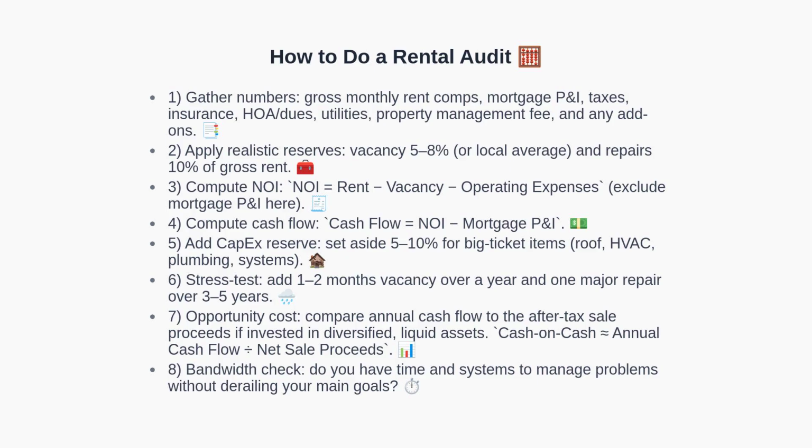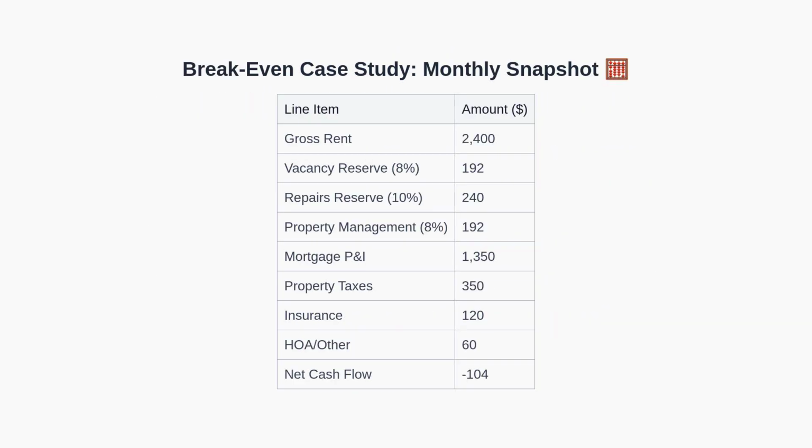Fifth, add a capital expenditure reserve of 5 to 10% for large items like roof, HVAC, or plumbing systems. Sixth, stress test the model by allowing for 1 to 2 months of vacancy during a year and one major repair over 3 to 5 years. Seventh, account for opportunity cost by comparing the annual cash flow to what your after-tax sale proceeds could earn in diversified, liquid investments. Finally, evaluate whether you have the time and systems to manage the property without compromising your primary financial goals. Here is a sample monthly case study.